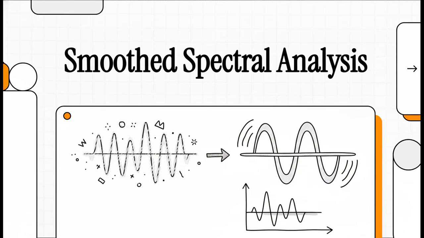Welcome to The Explainer. Today, we're tackling a classic problem. How do you find a clear, clean signal when it's buried in a ton of noise? Well, we're going to dive into a really powerful technique called smoothed spectral analysis, or SPA for short, using material prepared by Dr. Nima Medallion.